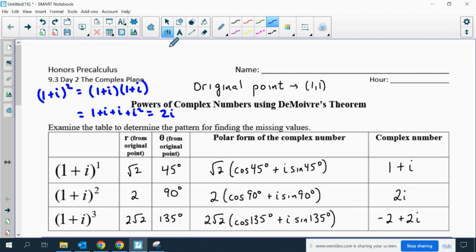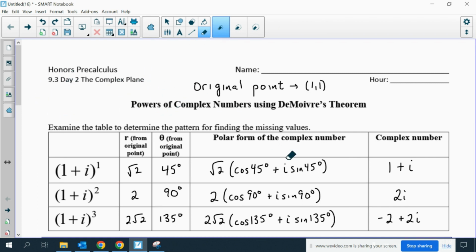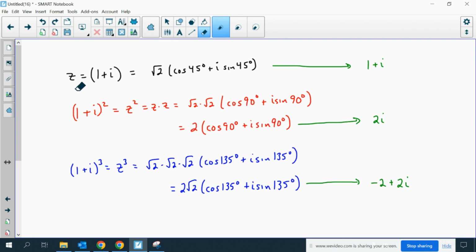But that gets really complicated once I get (1 + i) to the 8th or 10th or 12th or 17th or something like that. That would be a lot of distributing, and we don't really want to deal with that. So what we're going to do is use the polar form, which will help us out a lot. Clearly, 1 + i I can write with its radius and its angle.